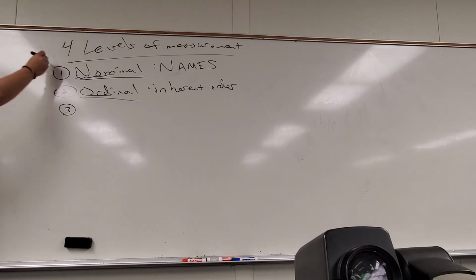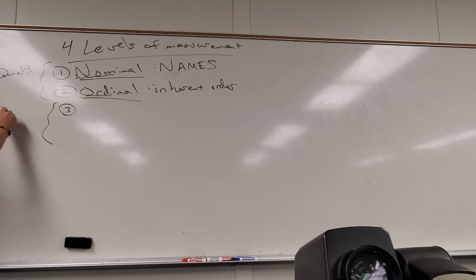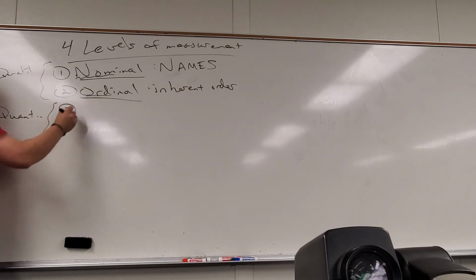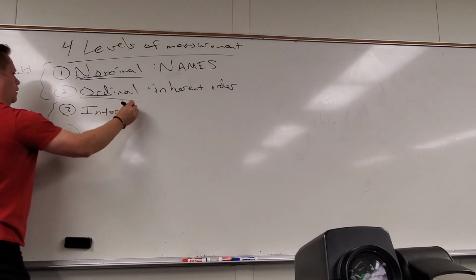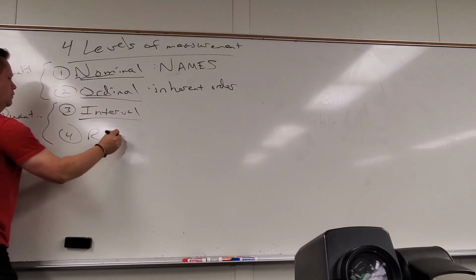All right, so these two are, hopefully it's obvious, the qualitative types. The next two are going to be the quantitative types. So let me put them both down here. This one's called interval. And this one's called ratio.